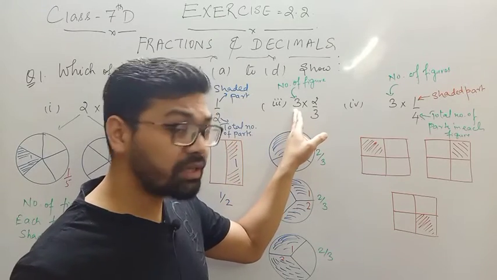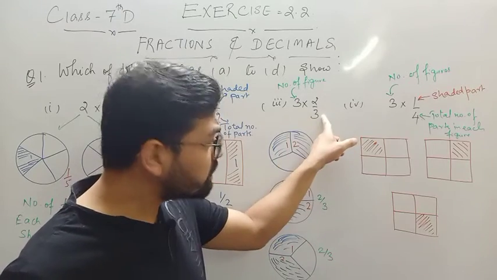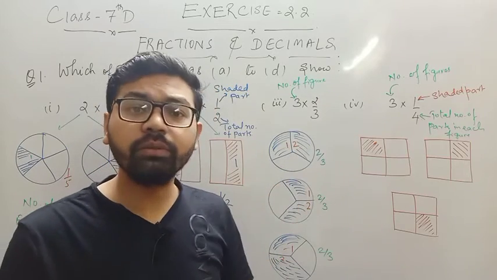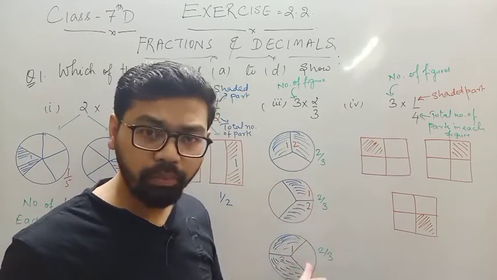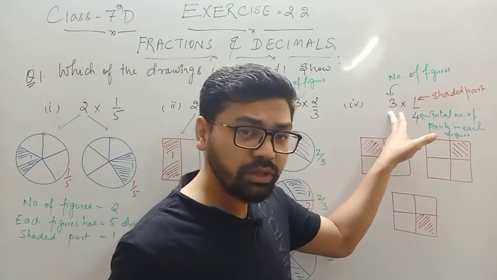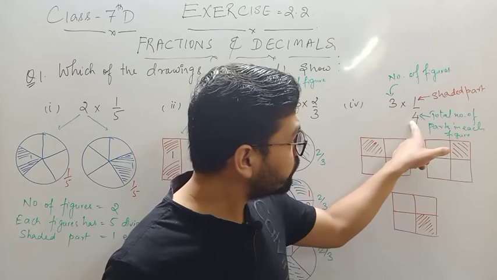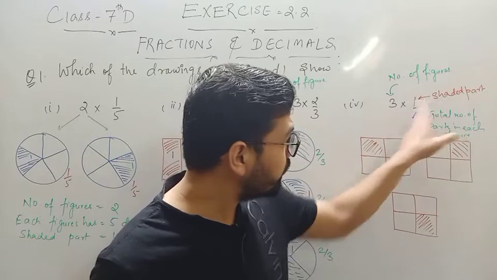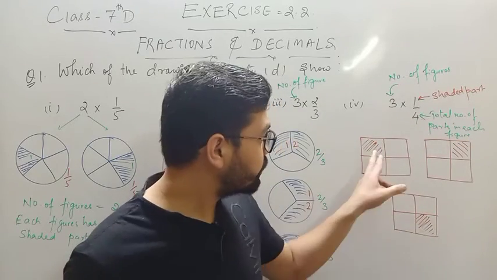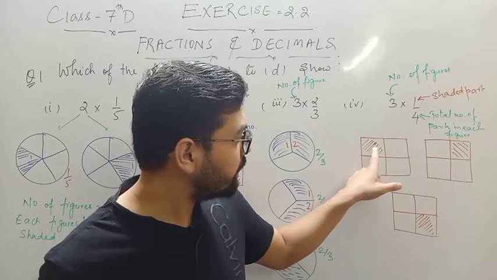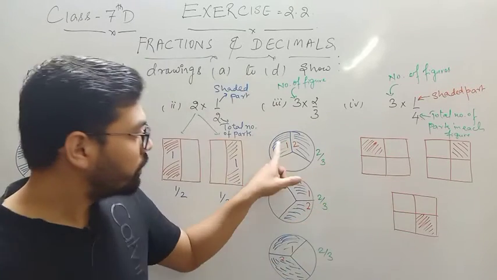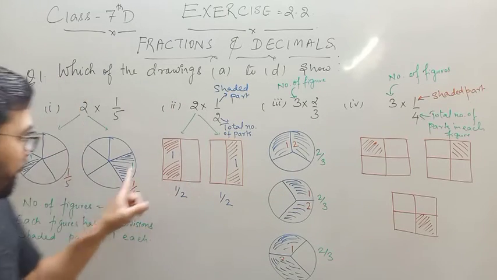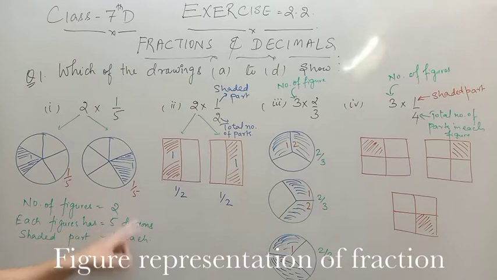What is this 3 showing? Number of figures. What is this 3 showing? Number of parts in each figure. What is this 2 showing? Number of shaded portions in each figure, right? What is this 3 showing? Number of figures. What is this 4 showing? Number of divisions per figure. And what is 1 showing? Shaded portion in each figure. So I can say 1 out of 4 is shaded, 2 out of 3 are shaded, 1 out of 2 is shaded, 1 out of 5 is shaded.